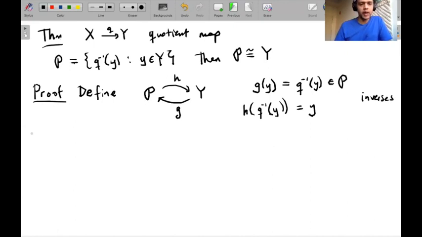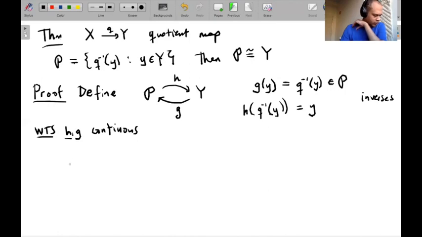And what remains then is to show H and G are continuous. So this is really where the heart of the matter is. Let me focus on H. Once you see the argument, G is going to be similar. So, well, okay, so we have this situation. We have the situation of the lemma. We have a function H from P to Y.